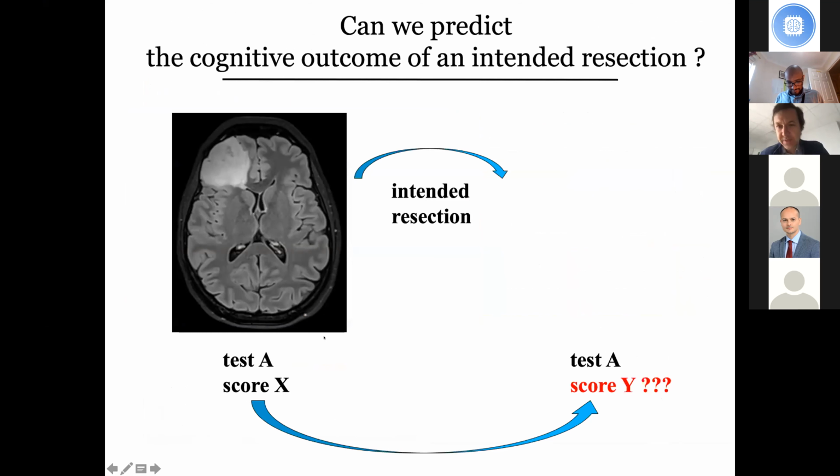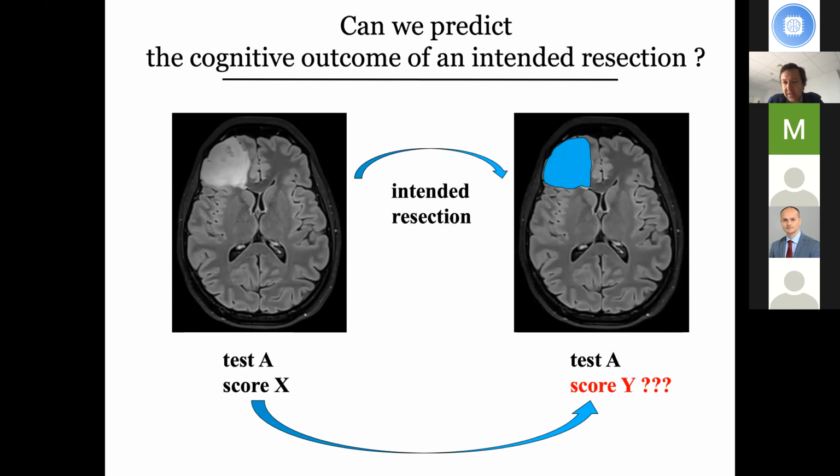So the problem that we face as a neurosurgeon is, can we predict the cognitive outcome of an intended resection? So let's say we have this patient with this tumor, and we test a cognitive function with test A, and the score is X. And what we would like to know is, if I resect this, or this, how will the score of the test A evolve?